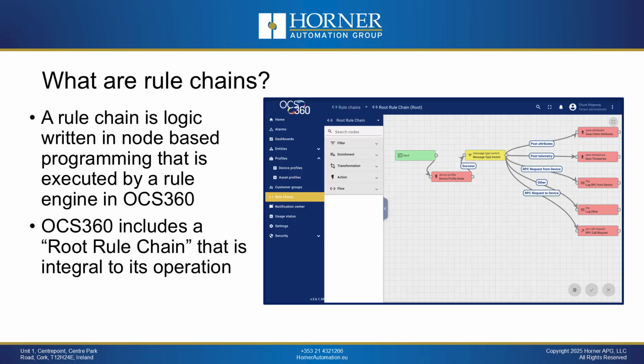So what is a rule chain? A rule chain is the logic that is written in a node-based programming language that is executed by a rule engine in the OCS360 application. If you go to the rule chain section of OCS360, you can see the root rule chain which is included with OCS360, which we have here on the screen.